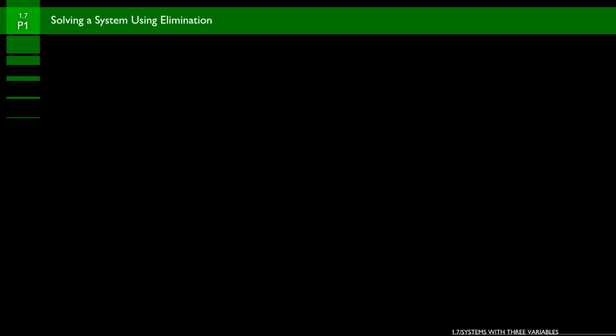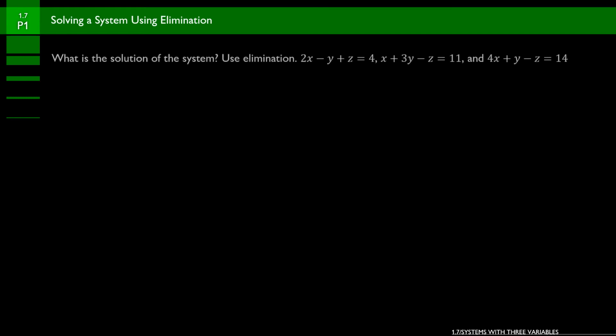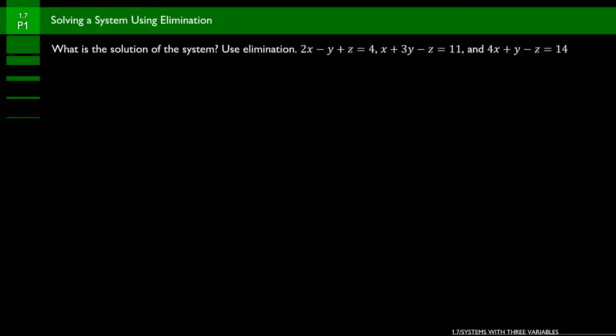In this first problem, we're going to solve the system using elimination. So we're given 2x minus y plus z equals 4, x plus 3y minus z equals 11, and 4x plus y minus z equals 14. So what we need to do is choose two equations and line them up vertically. When we do that, we're going to take a look at what variables we have in each equation.